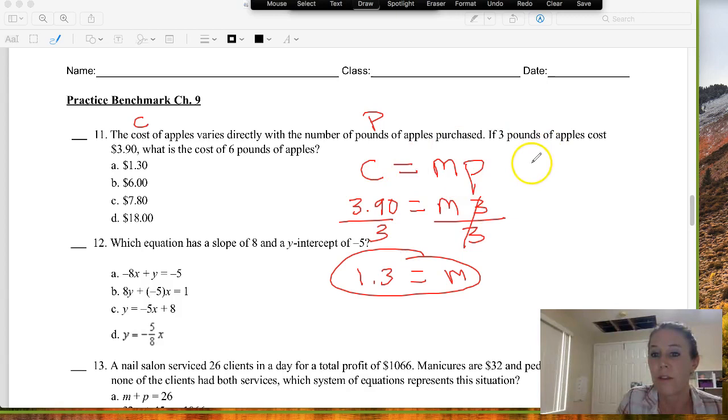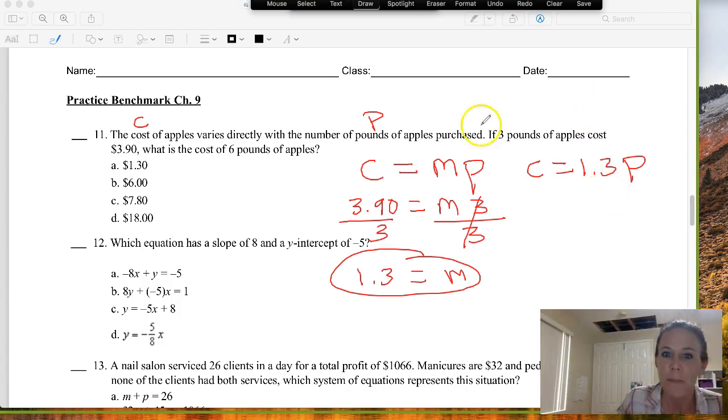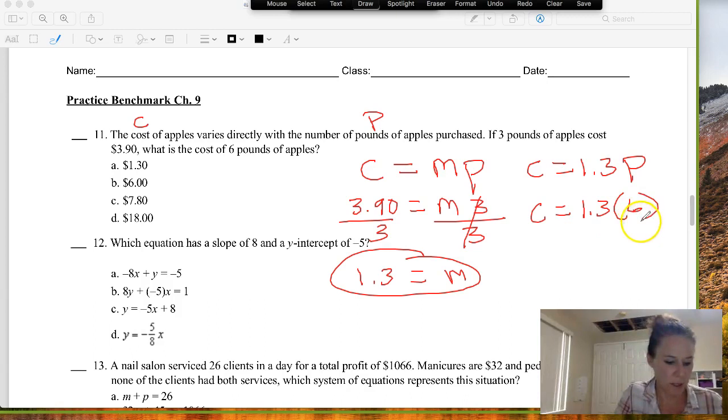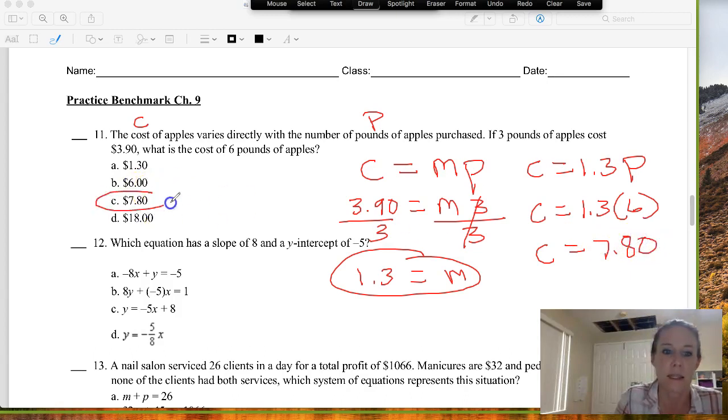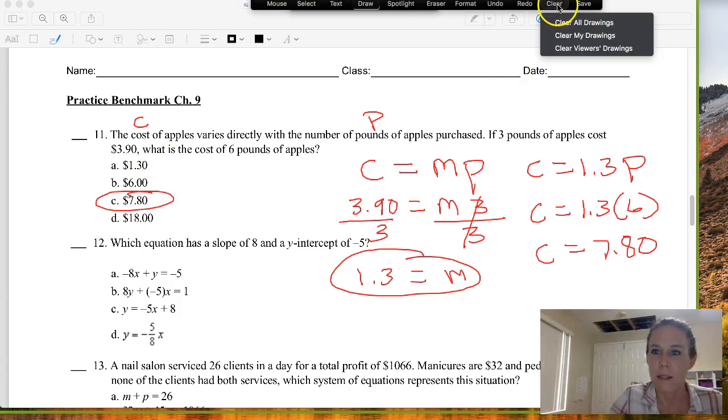So now I can do it for any number of pounds. So the cost will be $1.30 times the number of pounds. So basically $1.30 a pound is what it costs. So what is the cost of 6 pounds of apples? That cost is going to be $1.30 times 6 pounds. And if I do 6 times $1.30, I'm going to get the cost is 7.8, or $7.80. You can put a 0 at the end. And 80 cents. C. All right, on to the next one.